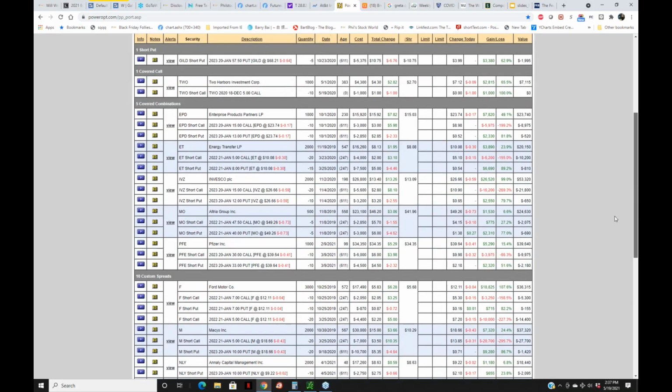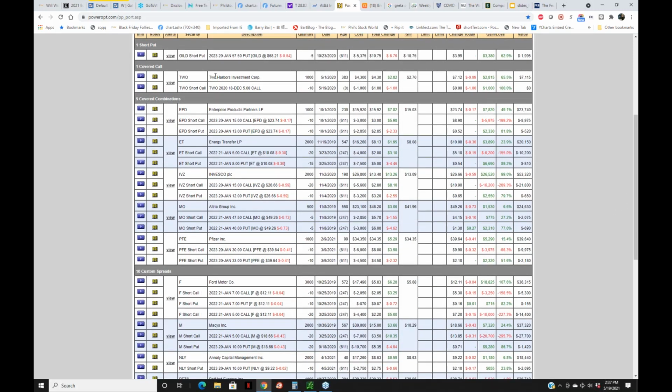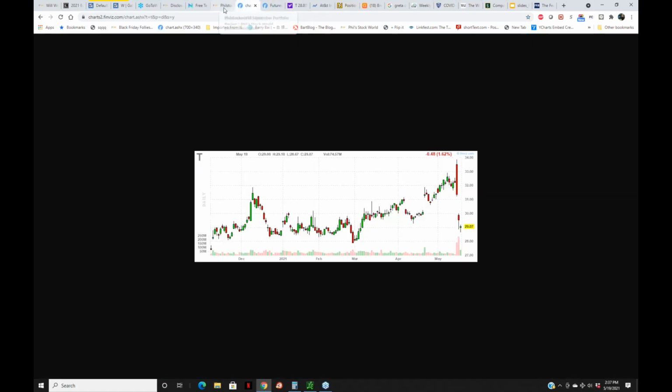And you think you wouldn't be, because you look at these trades and they don't look like much. Two Harbors: we bought them for $4.30. We sold the $5 calls for $1. So what's our net? Our net is $3.30, right? If we get called away at $5, and I don't even know where Two Harbors is right now.